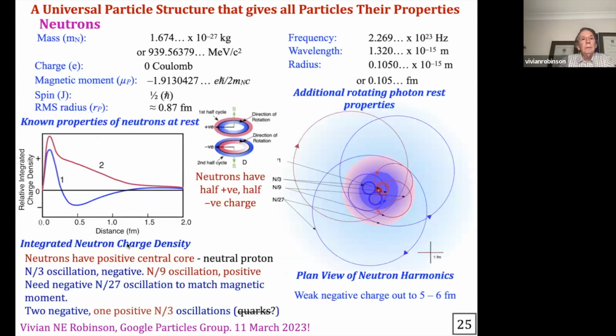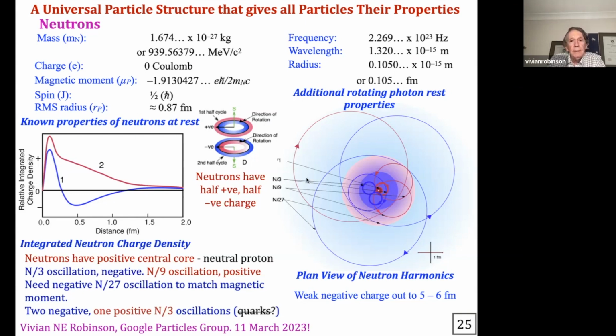If we come to neutrons, again, the same sort of properties you're already familiar with. Think about it, it's zero charge, but it has a negative magnetic moment. And the properties of the rotating photon are pretty much the same as that of a proton. This shows the charge distribution of the neutron.